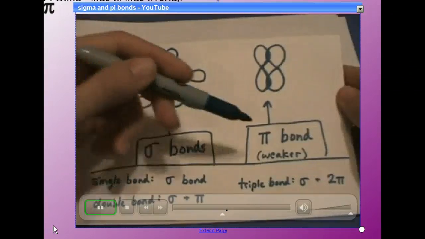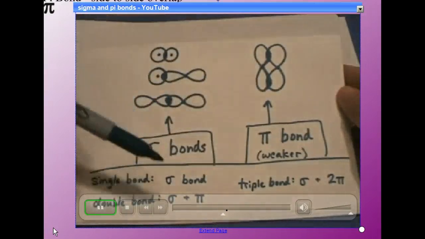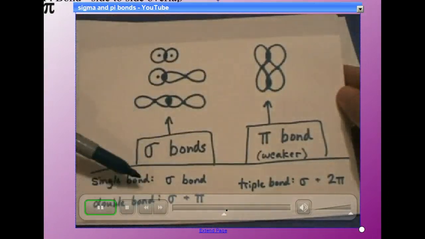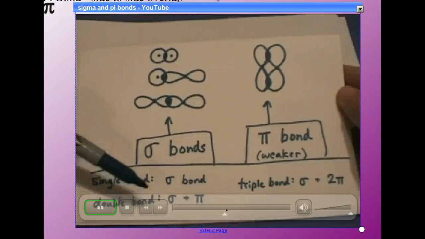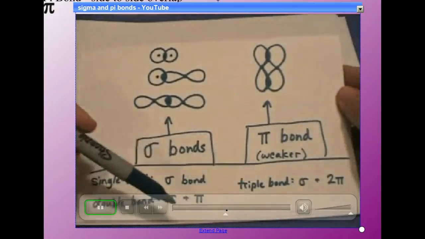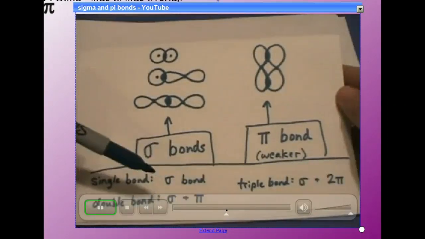Because a pi bond is weaker than a sigma bond, a double bond is stronger than a single bond, but not twice as strong. A triple bond is stronger than a double bond, but not 3 times as strong as a single bond.